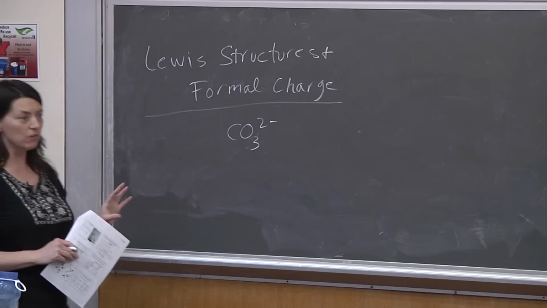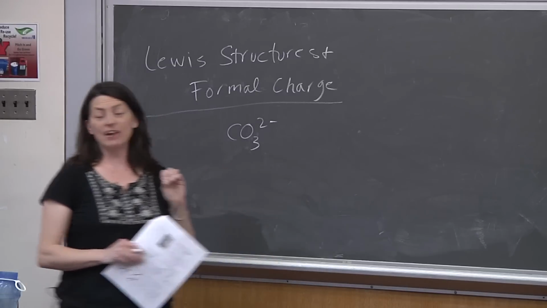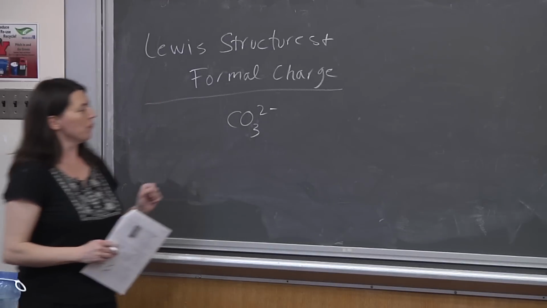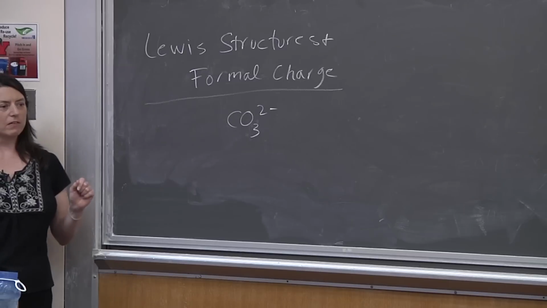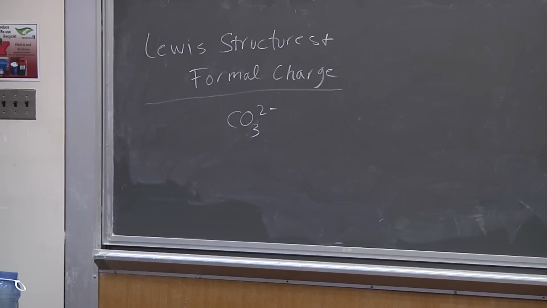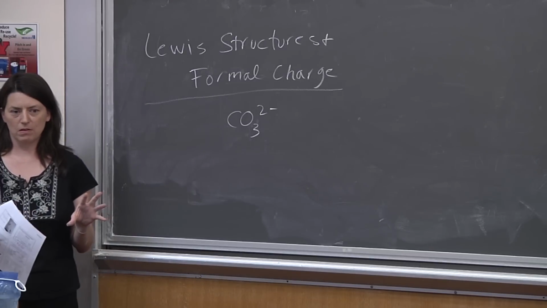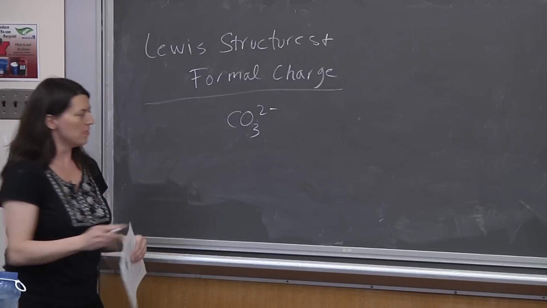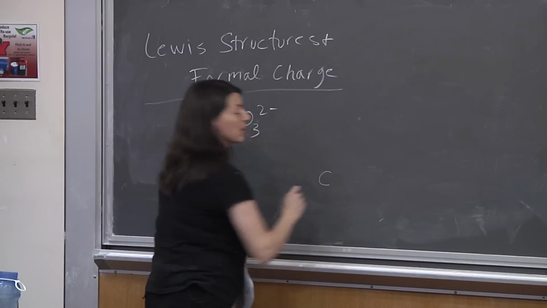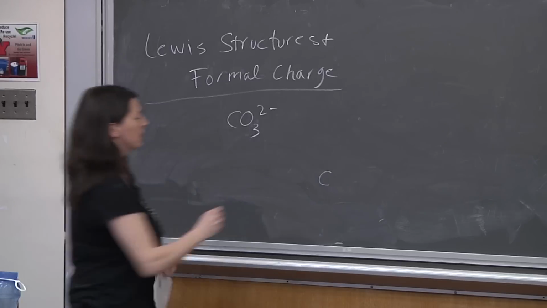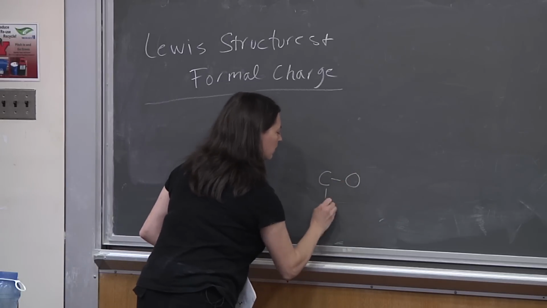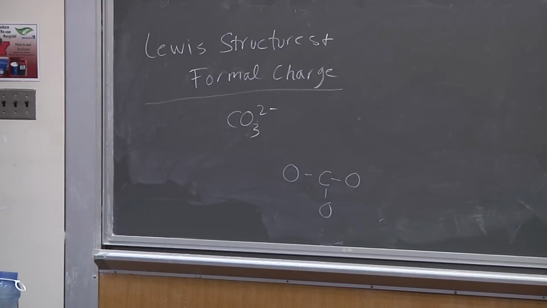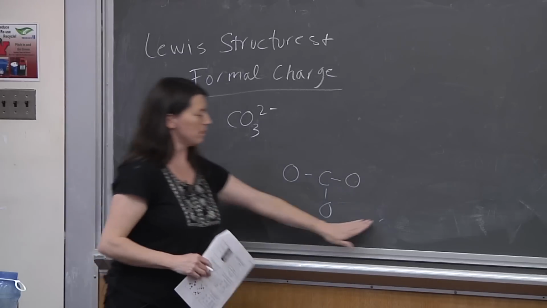So first, we're just going to draw the Lewis structure, then assign formal charges to all of the atoms. So first of all, CO3 2-. What's the general structure going to be? If you have a C with O3, then you're going to have C in the center, right? C in the middle. And then the oxygens are going to be around it, OK?